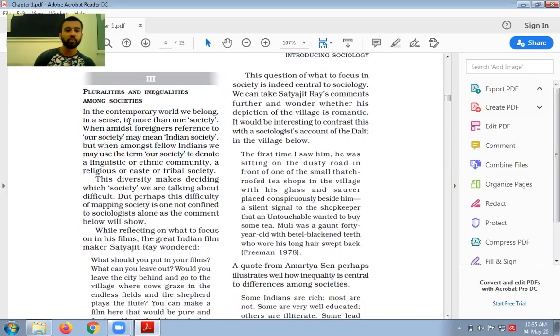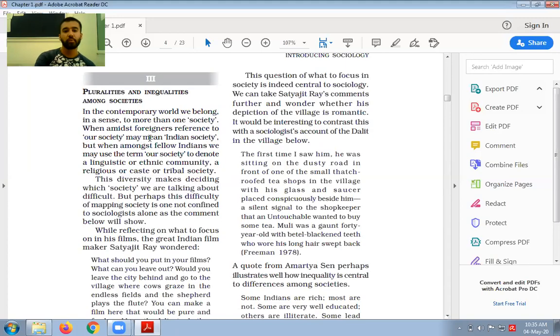In the contemporary world, we belong in a sense to more than one society, right? So in this contemporary world, meaning in this present world, in this present scenario, we belong not only to one society, but we belong to many societies. Why are they saying this? They are saying this because there is a lot of diversity in our country, in our nation, right? That's the reason they are saying that. In the contemporary world, we belong in a sense to more than one society. I'm sure you are understanding what I'm trying to make you understand.